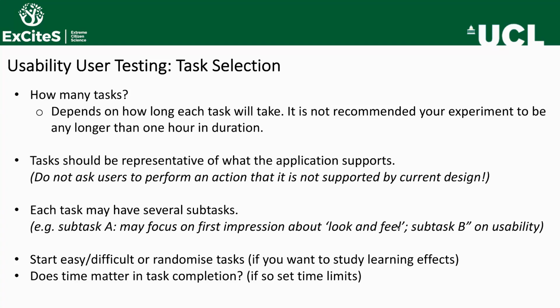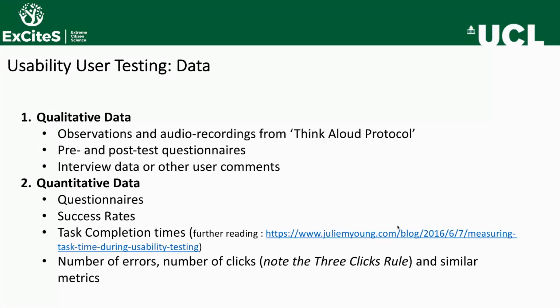For example, you might want to ask as a main task the user to complete a specific action, while in the subtask you might ask them about the look and feel of that page screen or their usability observations and so on. Usually you can design your tasks to start easy and then move on to harder tasks, or you can randomize your tasks. But this is especially important if you want to study learning effects. If the time to complete a task matters, then you need to set time limits to each task, and that is why it's important also to pilot your tasks before the actual experiment.